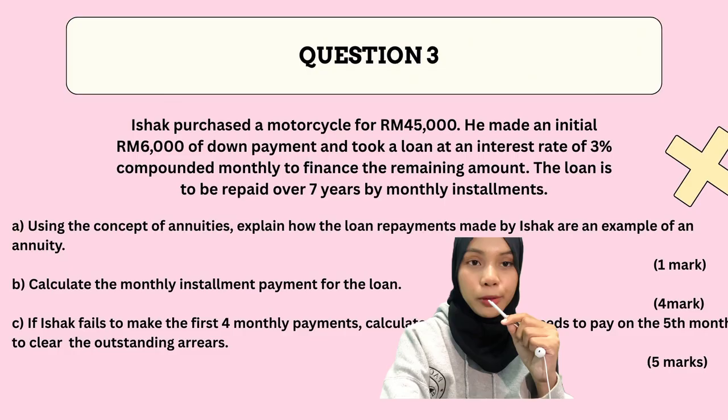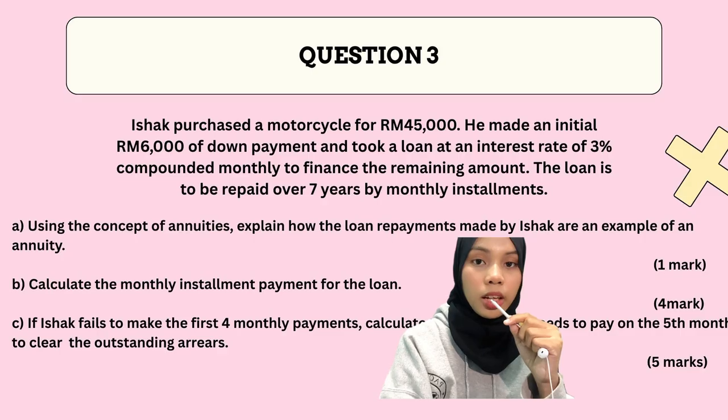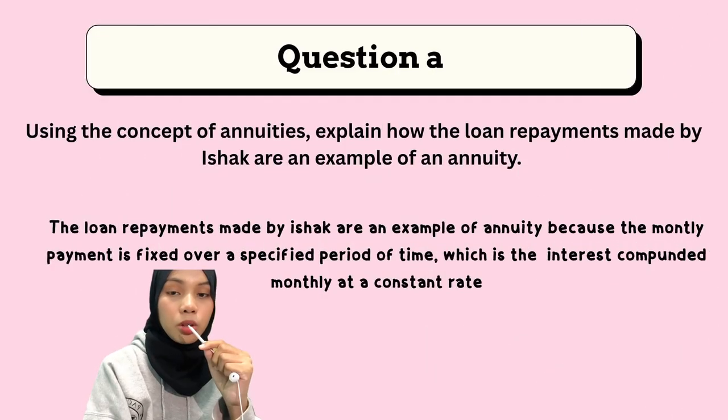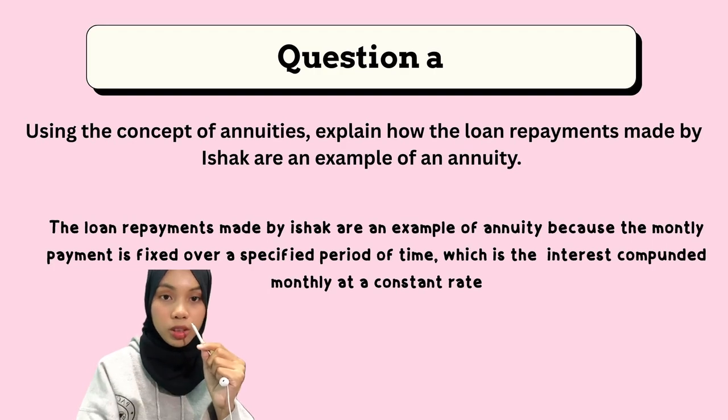Assalamualaikum. My name is Nur Balkis Patricia binti Roslan. My number entry is 2025692668. So I'm going to explain question number 3, which is 3A. Using the concept of annuity, explain how the loan repayments made by Isha are an example of annuity.